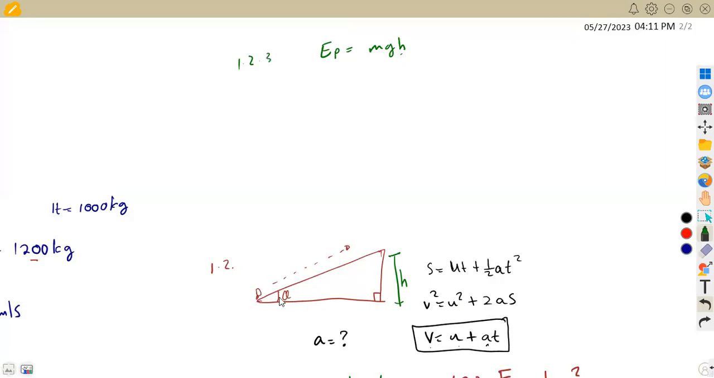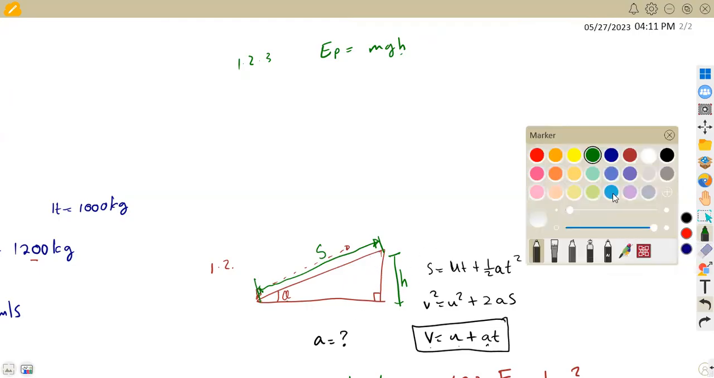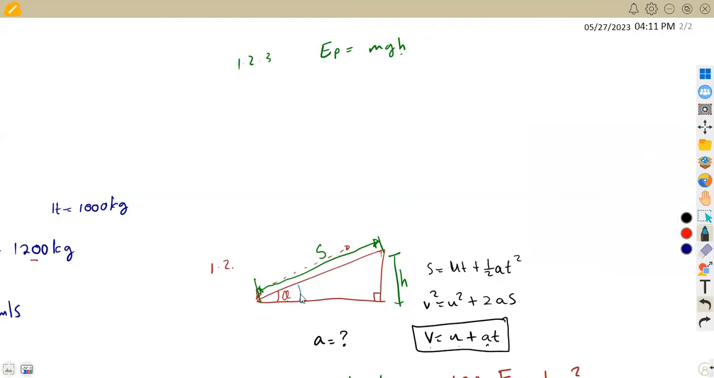Remember that here we are supposed to have the h from the distance, which is our displacement from this point up to this point. So here we are going to have the distance that we are going to refer to as s. And from our Pythagoras theorem, from our trigonometrical ratios concept, from the sine of theta, the h is going to be s sine of theta.